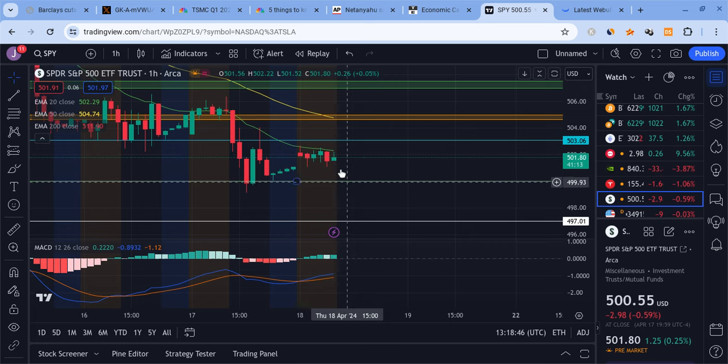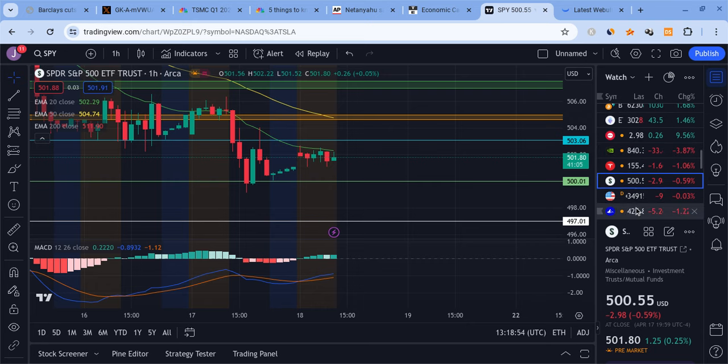Could we dip a little bit more? Yes, we could. We could drop a bit more to 500, if not 497. And once we're in this range, I'm going to be looking for a bounce. I find that to be very, very probable as the most likely possibility.